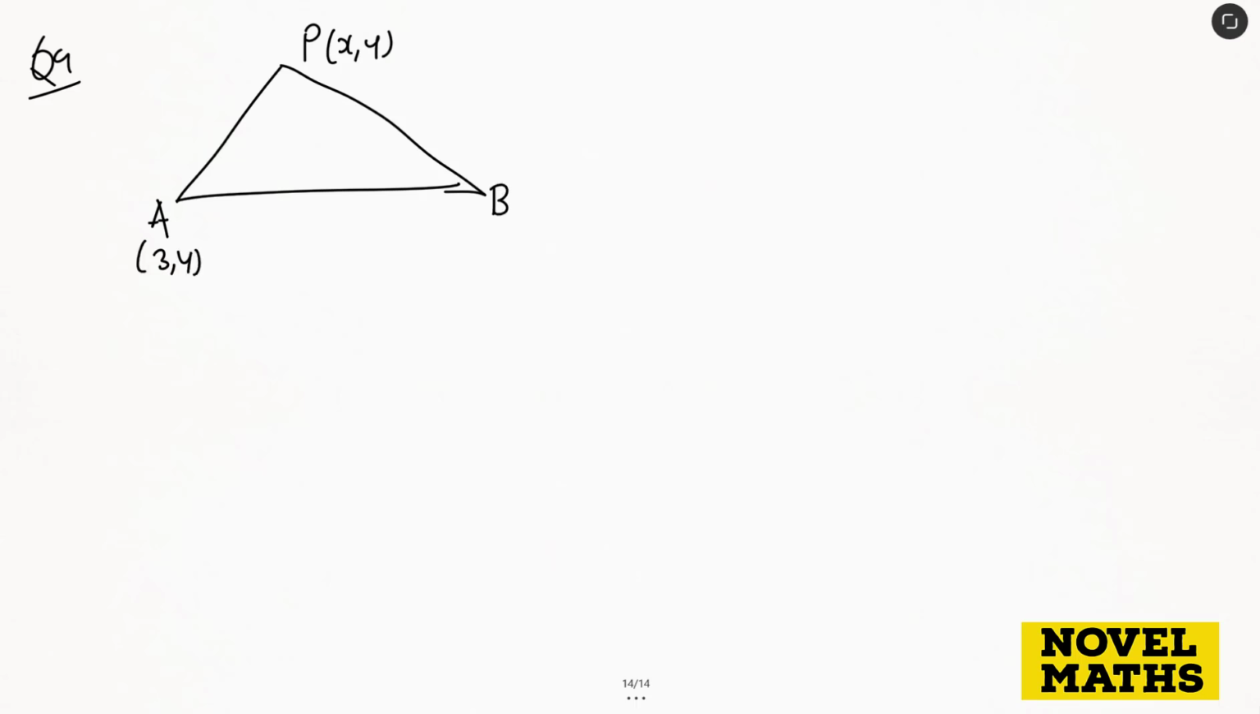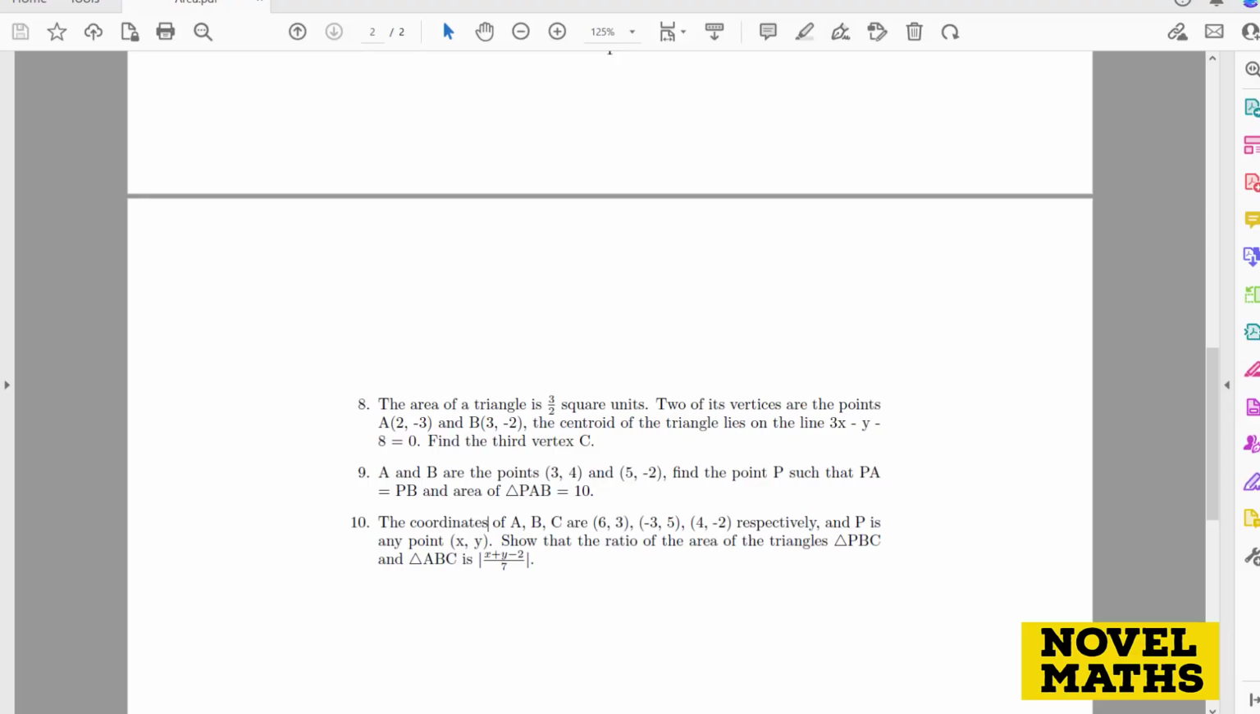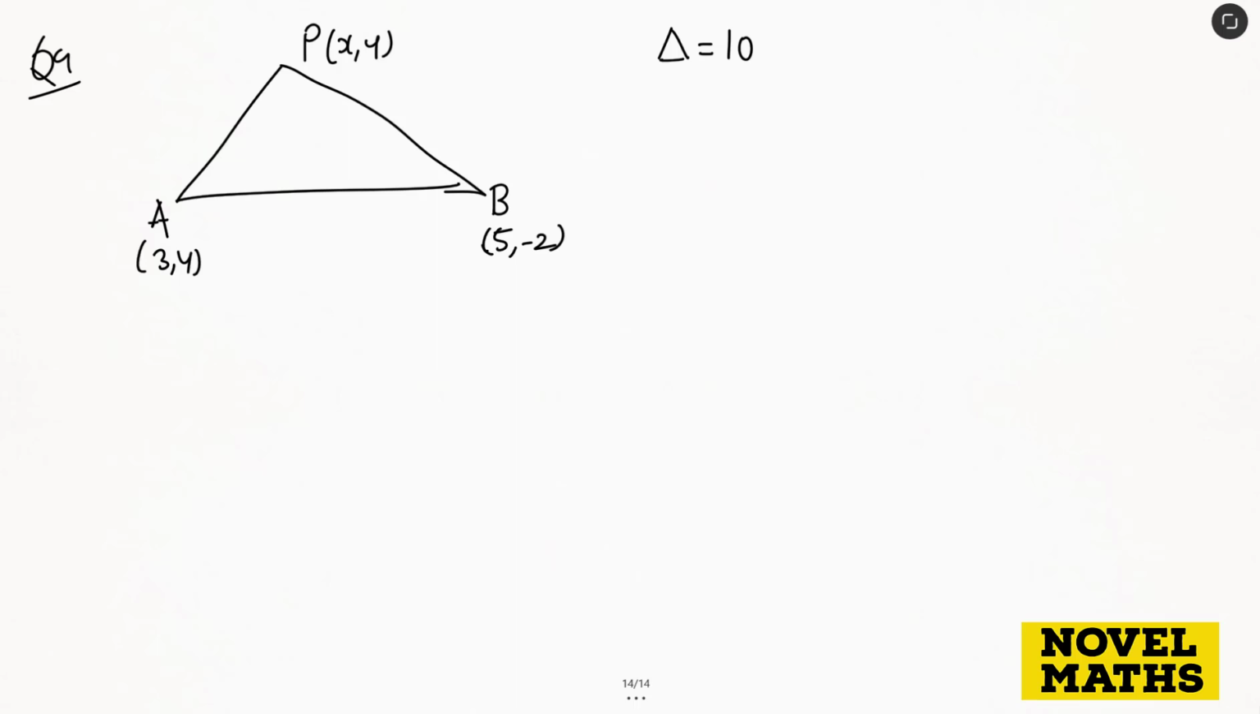Question 9. P, xy, A is known, 3, 4, B is 5, negative 2. What is the additional information? There are two pieces of information. Area of triangle is 10, right? Yeah, area of triangle is 10. Also it says the value of PA and PB is same.